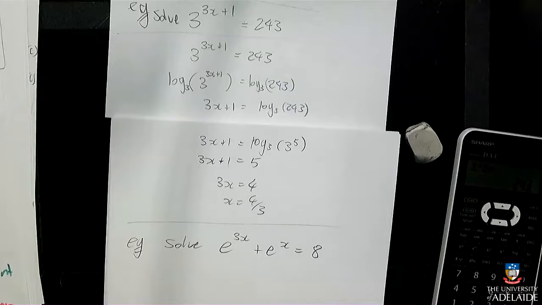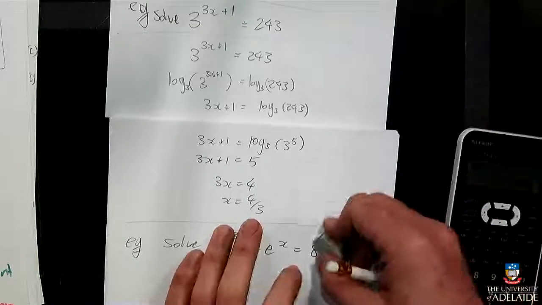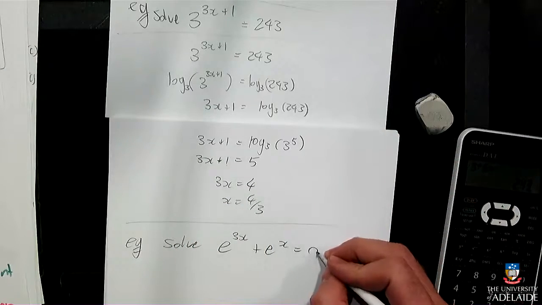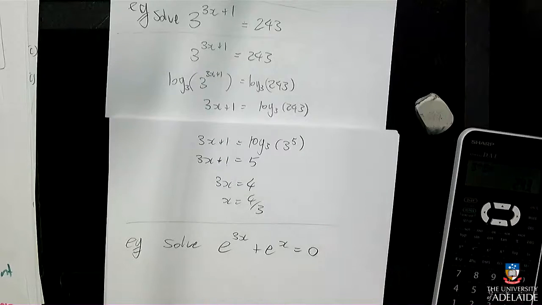Let's do something that's a little bit trickier. No, first let me do this one, and then I'll change it to another number. Okay, e to the 3x plus e to the x is 0, apparently. Well, here's the thing. Did you see that graph earlier, the first graph when I did e to the power of x?